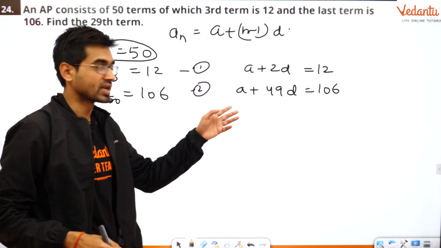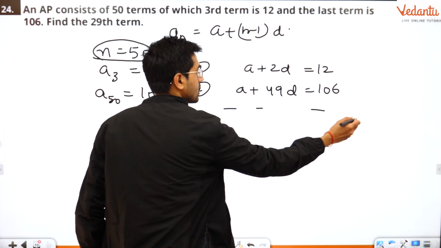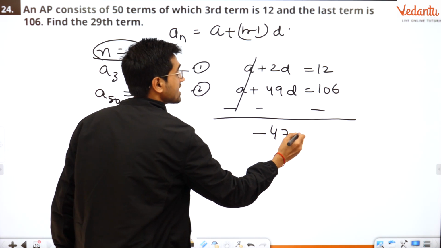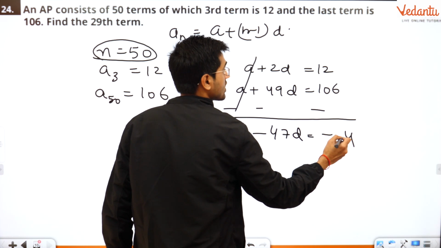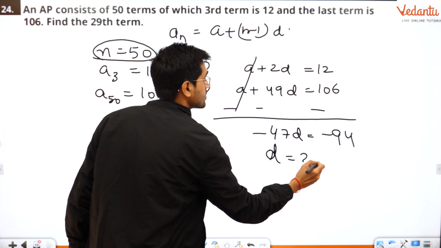मैंने मुझे पहले वो लिखना. I should have written this up and this down. It's okay. Subtract it. Cancel. This will be minus 47D. This will be minus 94. So this will give me D is equal to 2.